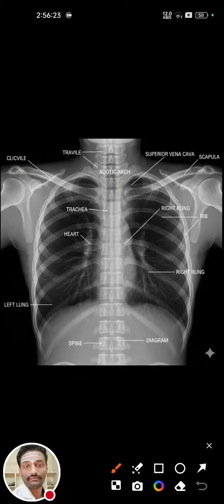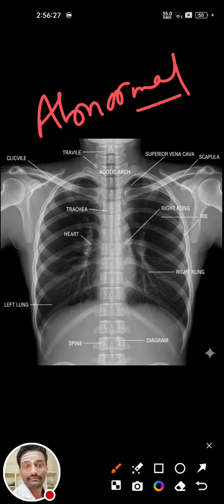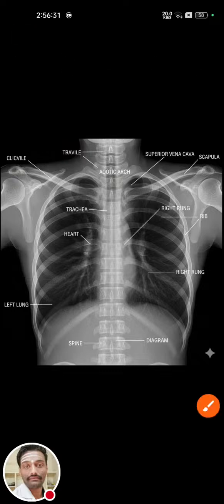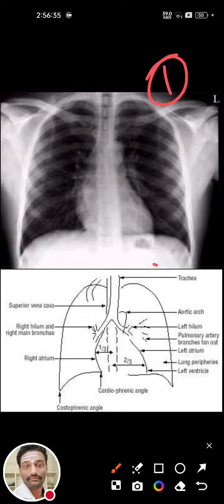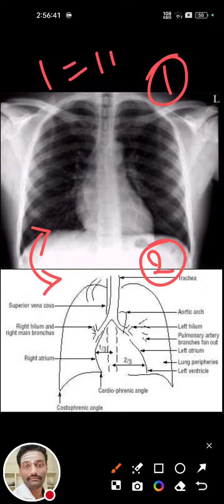Okay, let's jump to the next abnormal chest X-ray. This is image 1 and image 2. Compare both 1 and 2, they are the same.